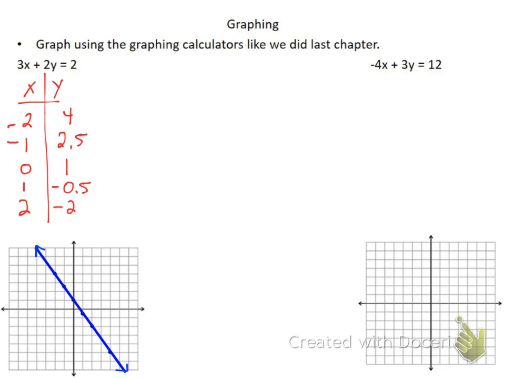Same thing with the second one. I can add the 4x over to the other side. Get 3y is equal to 12 plus 4x, and then divide everything by 3. Get y is equal to 4 plus 4/3 x. So again, when I plug that in, 4 plus parentheses 4 divided by 3x, hit second graph. And this is going to be one where when I look at my table, I'm going to want to use whole number ordered pairs.